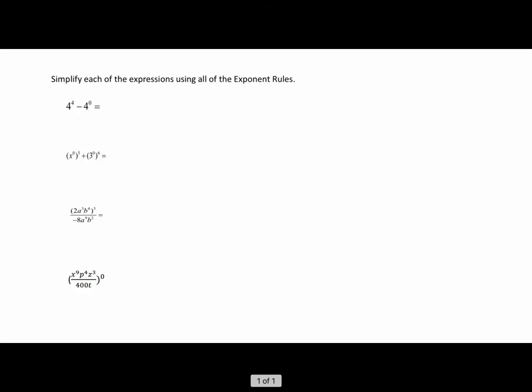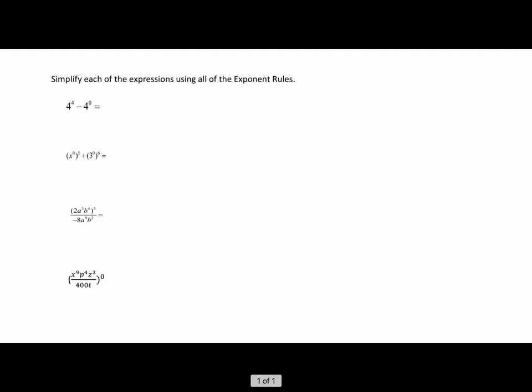Now that we've learned all the different exponent rules from this section, we need to be able to apply them as needed. So we're going to just simplify each of these expressions using any exponent rules needed. In our first example, we have 4 to the 4th minus 4 to the 0.